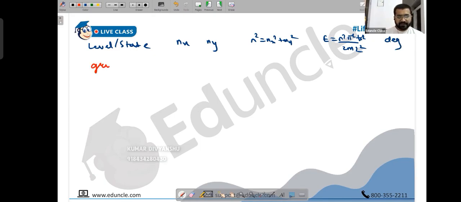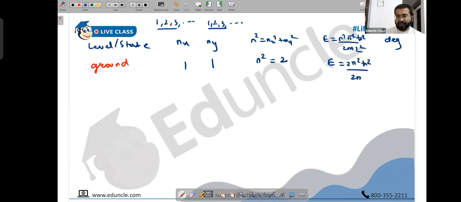Okay? So we start with the ground state. Remember, nx starts from 1, 2, 3, and it goes on. ny also starts from 1, 2, 3, and it goes on. Okay? So ground state means what? Energy should be minimum. It means n square should be minimum. For n square to be minimum, nx and ny should be minimum. For them to be minimum, the only possibility is 1 and 1. That's the only possibility. So if nx and ny both are 1, then 1 square plus 1 square, n square becomes 2. So energy becomes 2 pi square h bar square upon 2 m l square. That's the energy of the ground state. And you can write the ground state as 1, 1.